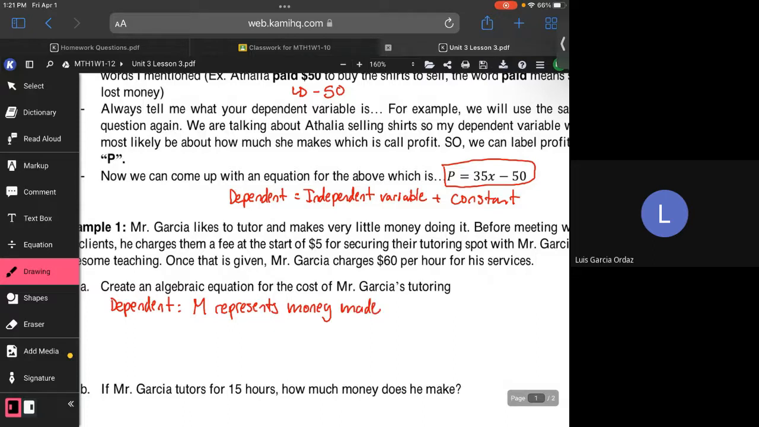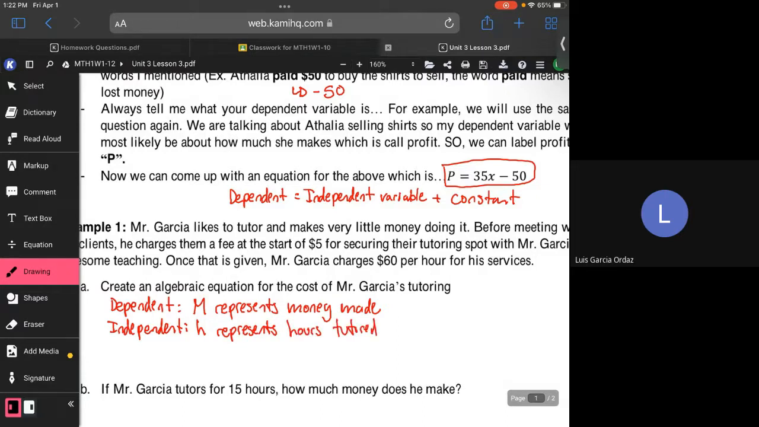What is my independent variable? What do you guys want that to represent? Kareem. Okay, we're talking about I charge $60 an hour. So what variable? H. Because I need to determine how many hours I have to tutor to make a certain amount of money. So we're going to use H represents hours tutored.